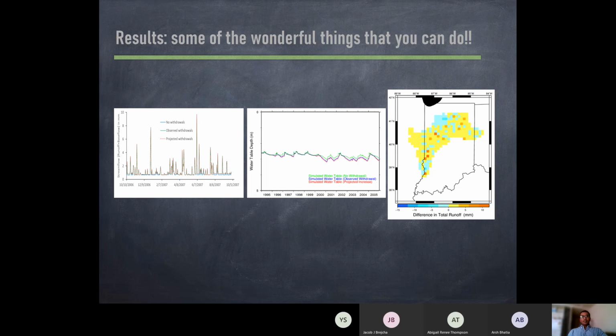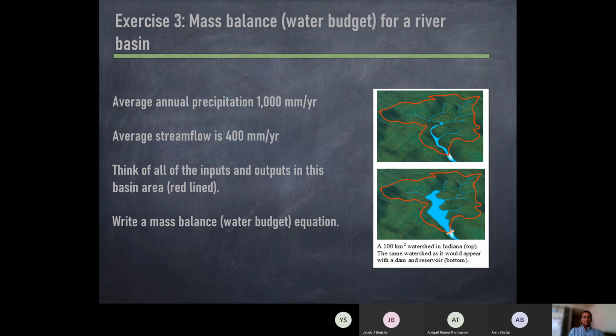Okay. So I'm going to give you some examples of what results you can get out of the model. This is specific to the WEAP model that I have shown you earlier. There are three different illustrations right here. On the left, I have the stream flow information, in the middle the groundwater level information, and on the right the runoff information. I'm going to talk a little bit about each of these items.